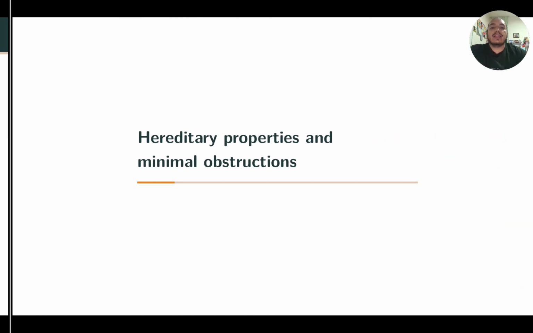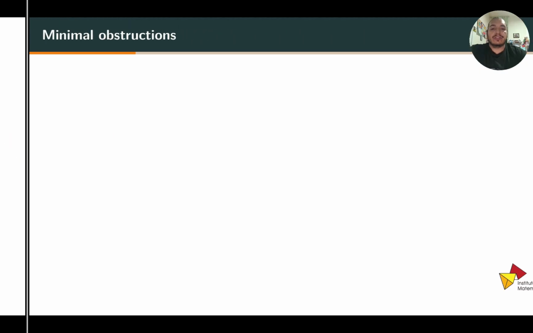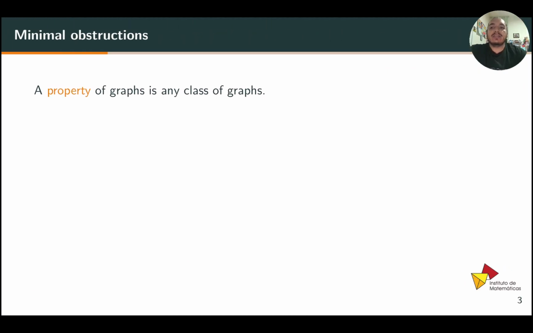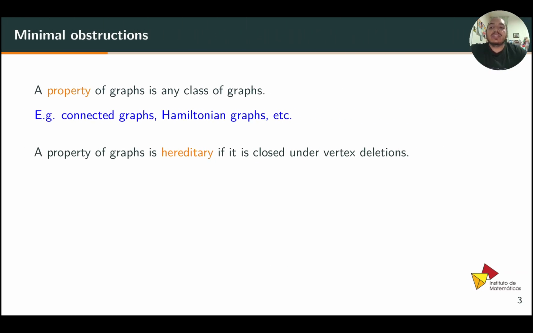Well, let's start with hereditary properties and its minimal obstructions. Any class of graphs is going to be a property of graphs. For example, the class of all connected graphs is the property of being a connected graph, and the class of all Hamiltonian graphs is related with the property of being Hamiltonian. In this video, we are not interested in any property of graphs, but in some special properties which are the hereditary properties. A hereditary property of graphs is a property which is closed under vertex deletions.